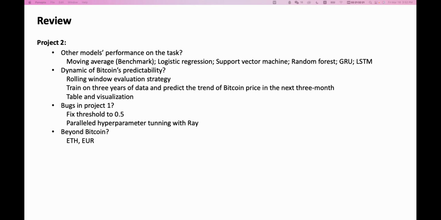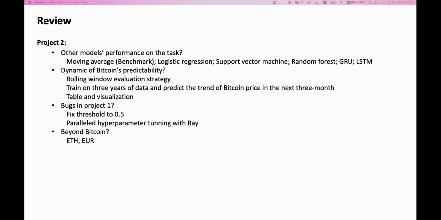Besides, the model training process was extremely slow in the first project because to tune and evaluate models using rolling window strategy, each model needs to be trained thousands of times. This time I used Ray, a distributed compute framework, to tune the hyperparameters. By using this tool, I am able to run 5 models using 4 CPU and 1 GPU simultaneously.